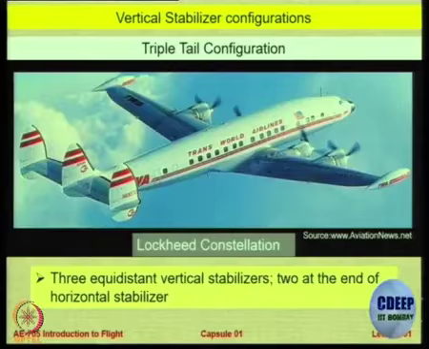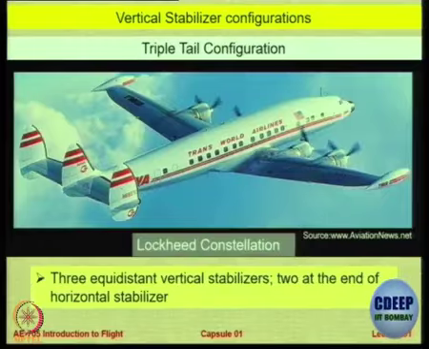Then you have a triple tail. Again, I have not seen a quadruple tail. Although there were some aircraft in the beginning which had multiple tails just for trial purposes.